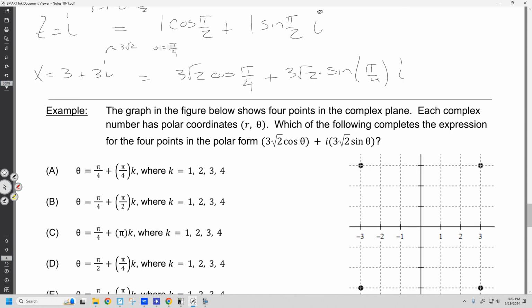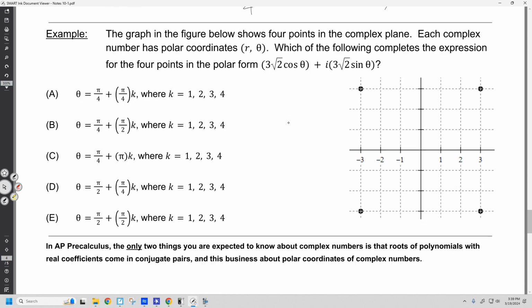Okay. How are you going to be tested on knowing this? Here's a question straight out of your test. I think it's almost the exact same as what you're going to have on your test, so maybe you'll pay attention now. Great. We have 4 complex points: 3 plus 3i, 3 minus 3i, negative 3 plus 3i, and negative 3 minus 3i.